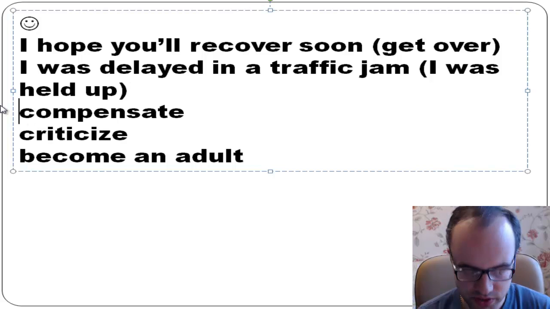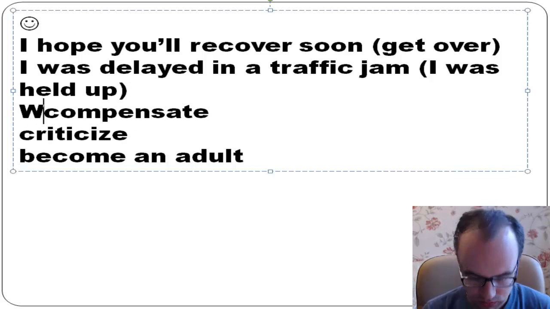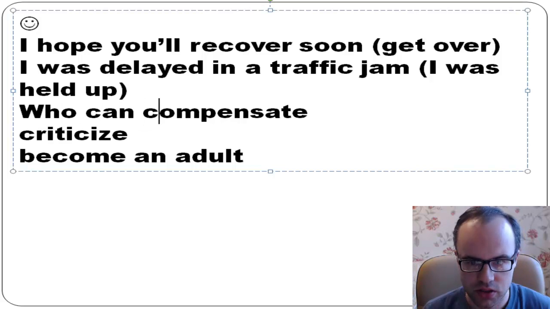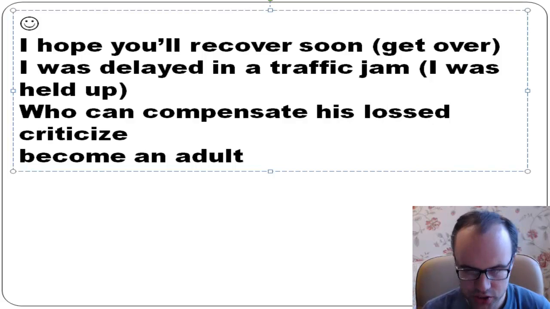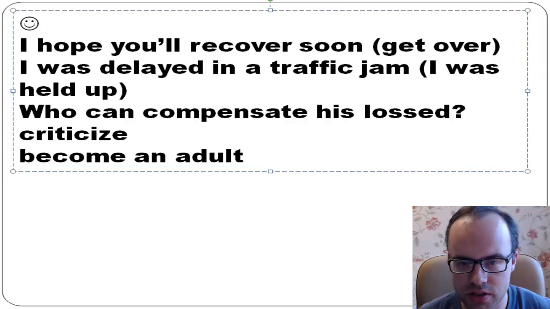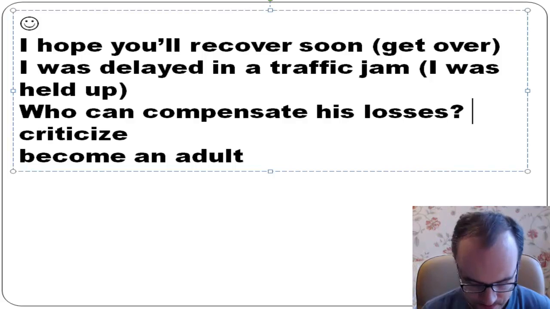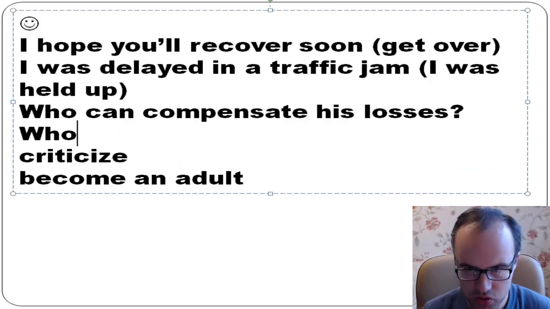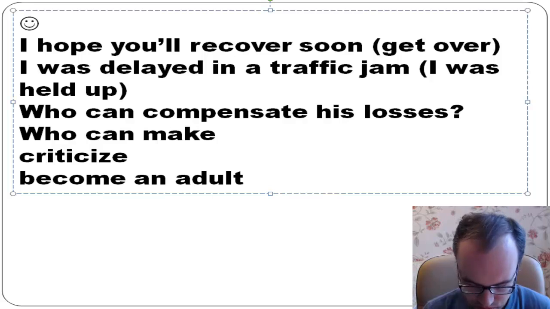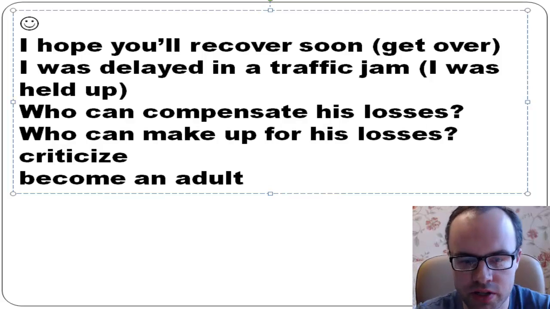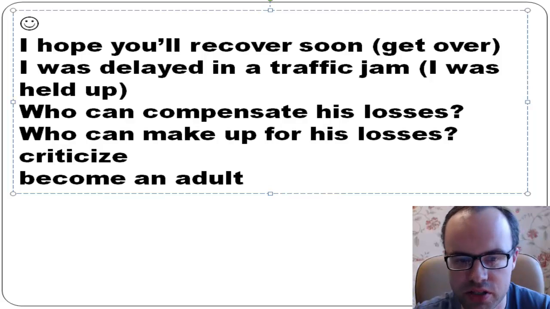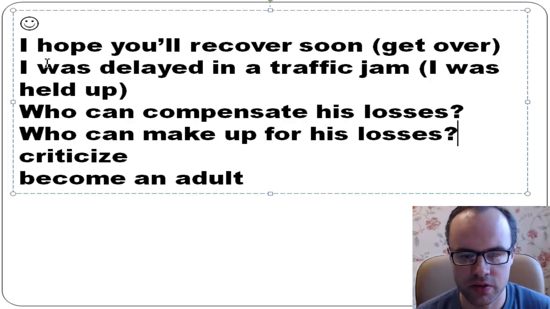Compensate. Who can compensate his losses? His losses. So something which he's lost. Or who can make up for his losses? You know that the phrasal verb make up can have several meanings. For example, make up a story. I made up a very interesting story. And the phrasal verb make up for has another meaning.